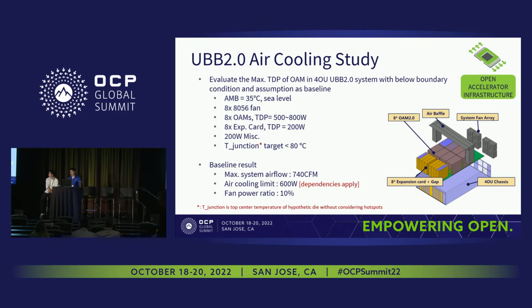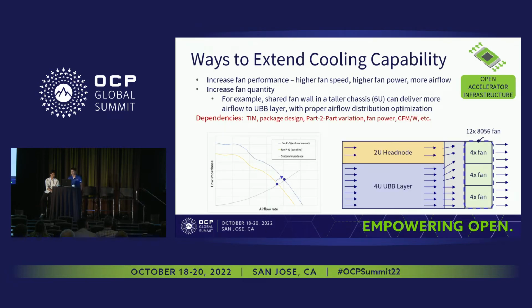To find out the limitation of the OAM TDP, we performed the thermal analysis based on varying OAM TDP. And our result shows that if we could provide sufficient airflow, we could push out the OAM TDP above 450 watts. And under our maximum airflow rate, the fan power will be around 10%. So if we still want to push out the limitation, we need to increase the airflow.